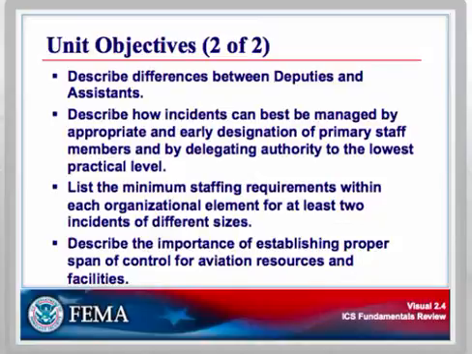Describe how incidents can be best managed by appropriate and early designation of primary staff members and by delegating authority to the lowest practical level. Listing the minimum staffing requirements within each organizational element. And finally, describe the importance of establishing proper span of control.